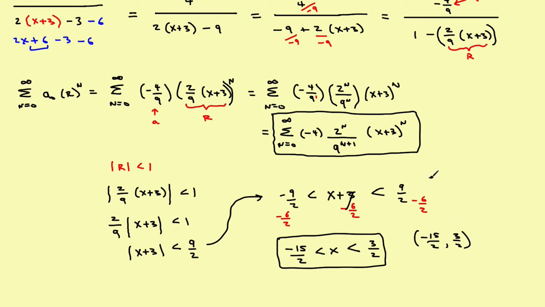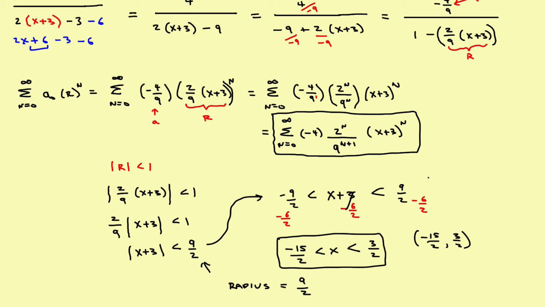And the radius of convergence would be whatever the absolute value is. So from the center, you will go 9/2 to the right and 9/2 to the left. So the radius of convergence would be 9/2. So there's another example using something that's not centered.